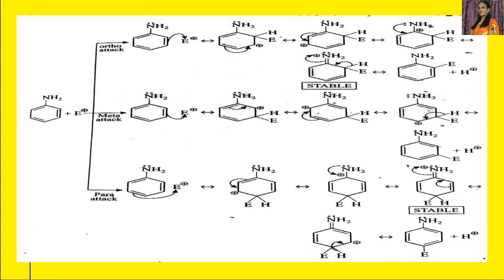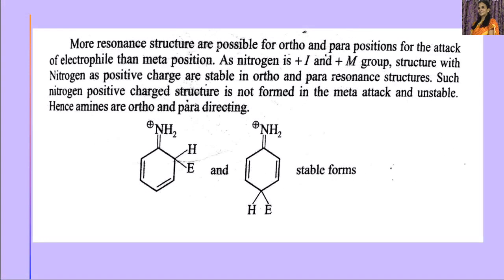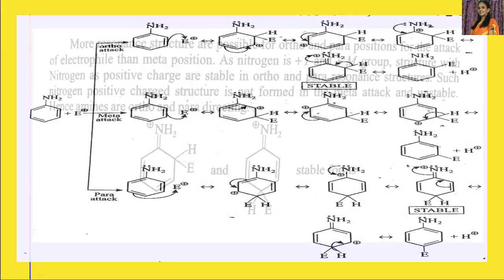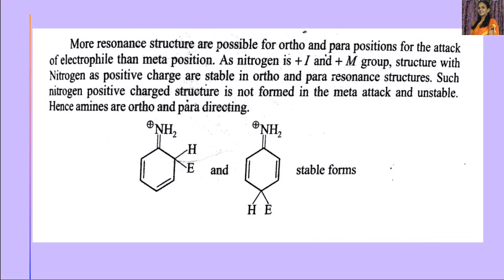I will show you this. This structure has nitrogen with the plus charge, and in this structure also nitrogen with the plus charge. So these are stable, as we wrote here. The structures with nitrogen as positive charge are stable in ortho and para resonance structures. Such a nitrogen positive charge structure is not formed in the meta attack, so it is unstable. In the meta attack, we cannot see such a structure. In these structures, nitrogen with positive charge is not there. Such a structure is not formed in the meta attack, and therefore it is unstable. Hence, amines are ortho and para directing groups.